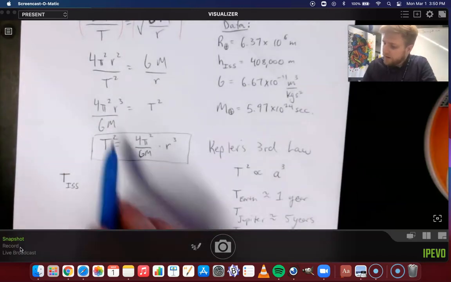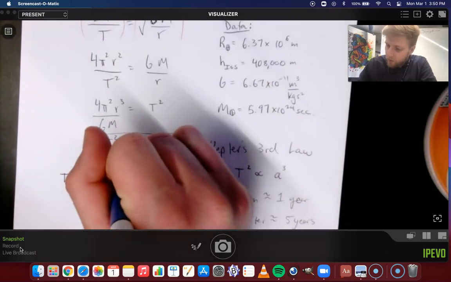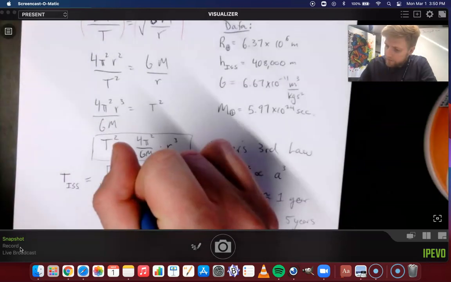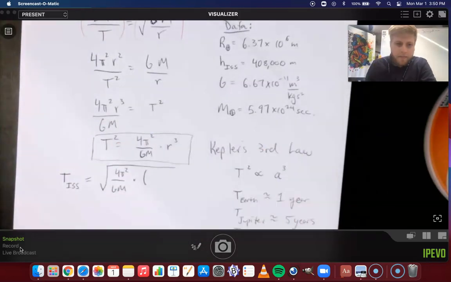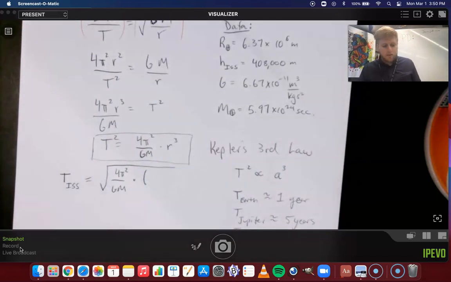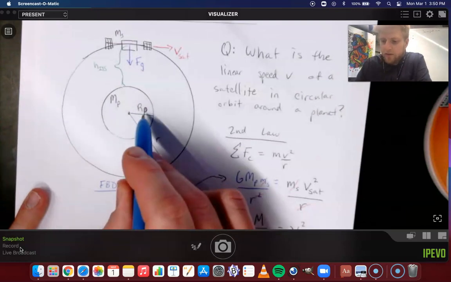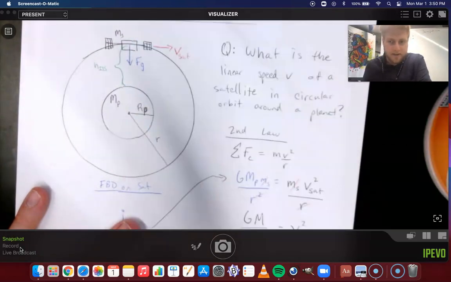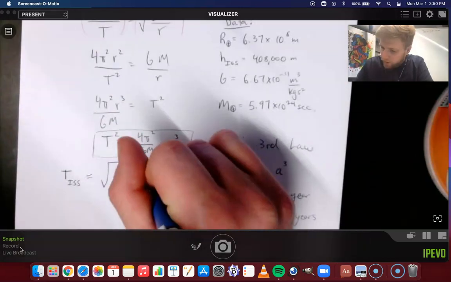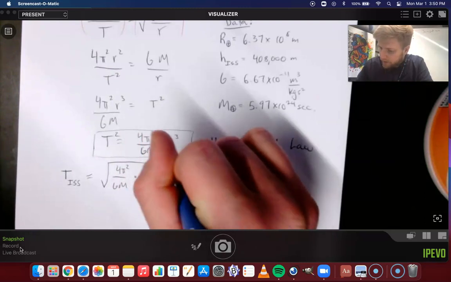So that would just be this, but take the square root of both sides. So 4 pi squared all over GM. And then I'm going to write this in a funny way. This little r, if I can remind you, is the radius of the planet. So the radius of the Earth plus the height. The radius plus the height. So we'll put the radius of the Earth plus the height of the ISS.